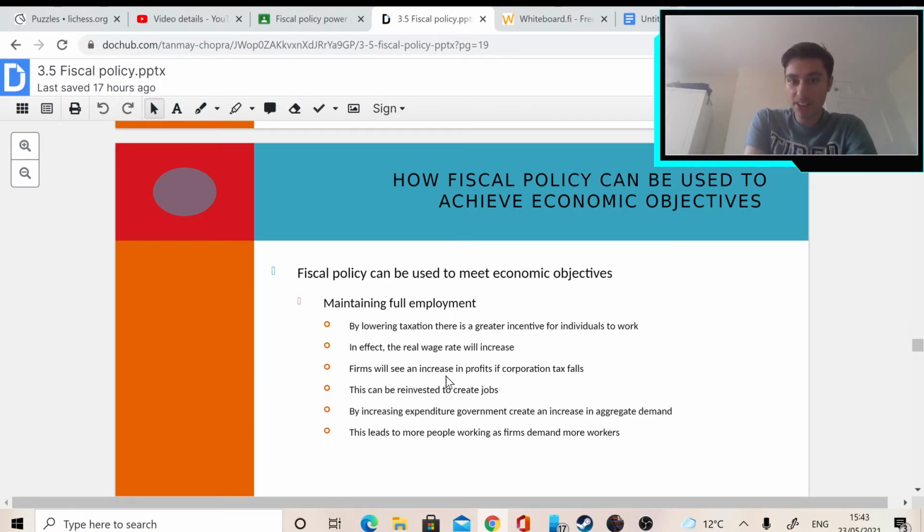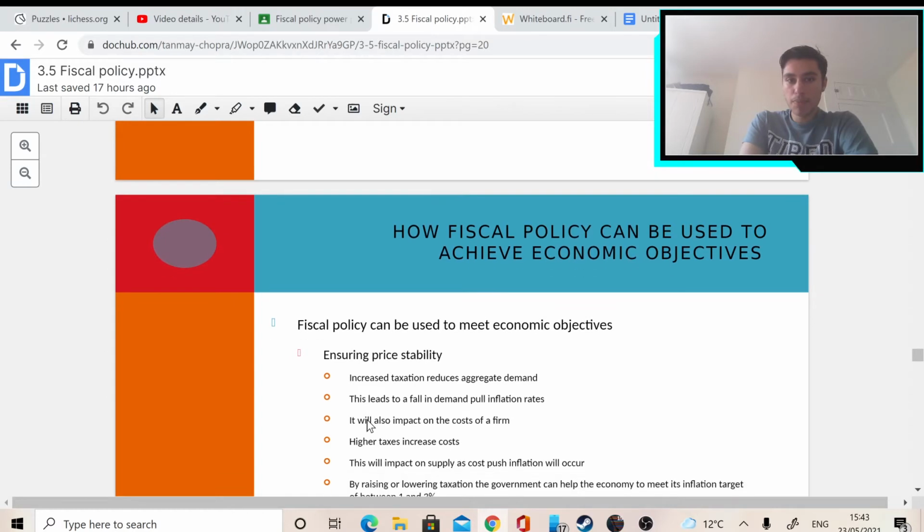Firms will see an increase in profits if corporation tax falls. Self-explanatory. This can be reinvested to create jobs, so employment rises. And by increasing expenditure, government can increase aggregate demand. We talked about that. This leads to more people working as firms demand more workers. So now, if you want to produce more, there is an increase in demand. You want to produce more. For producing more, you would need more workers. So unemployment falls.